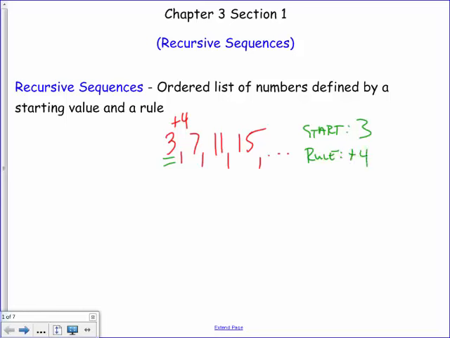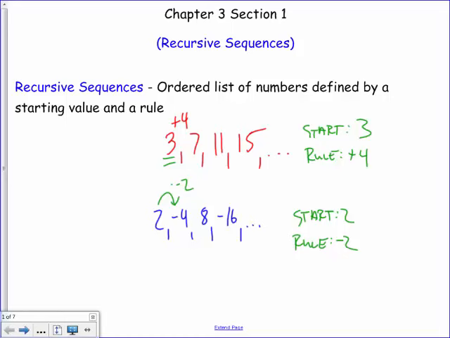Okay, and the same could work for multiplication. I could have something like 2, negative 4, 8, negative 16. Well, what's happening here? Our starting value is 2, and what would our rule be? Well, it's multiplying by negative 2 each time.